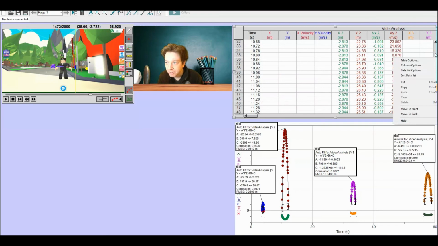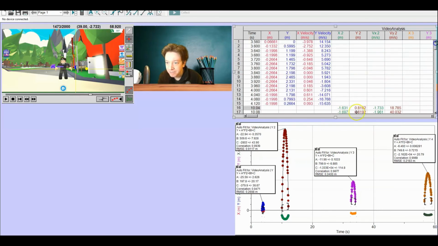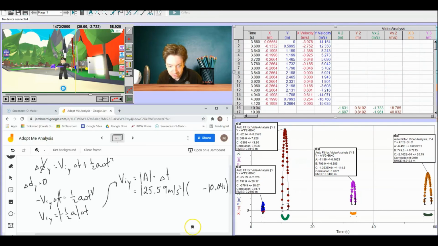oh, sorry, I was doing the first one, wasn't I? Let's go back and look at the first one. All right, we're doing the first jump. So the data for the first jump is we finish at 4.120 seconds. So 4.120 minus that initial time, which is up here at 3.560.